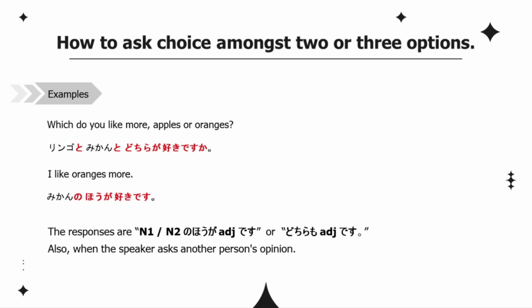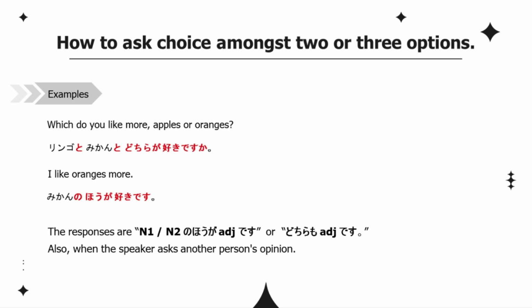リンゴとみかんとどちらが好きですか？ I like oranges more. みかんの方が好きです。 The responses are N1/N2 no ho ga adjective desu or dochira mo adjective desu.